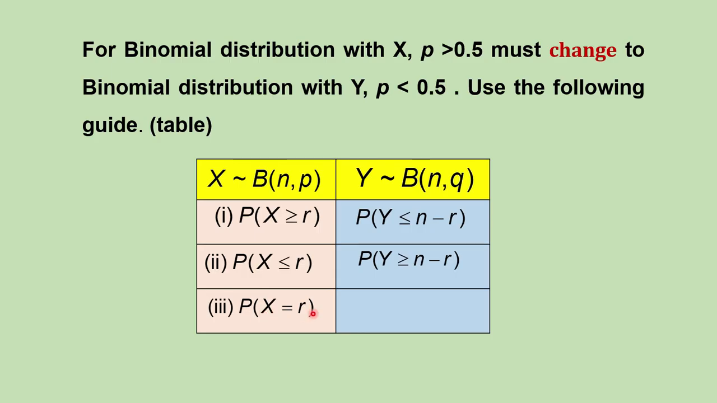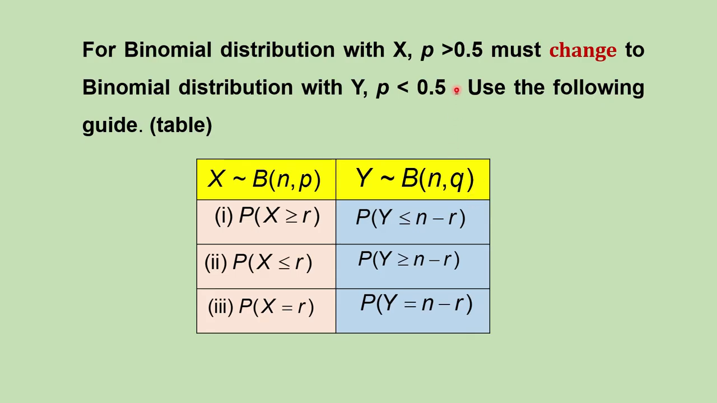Probability X equals to r. So when the question asks probability X equals to r, when you change to Y, it will become probability Y equals n minus r. Instead of r, it becomes n minus r because we have n trials here. I hope this table will help you.